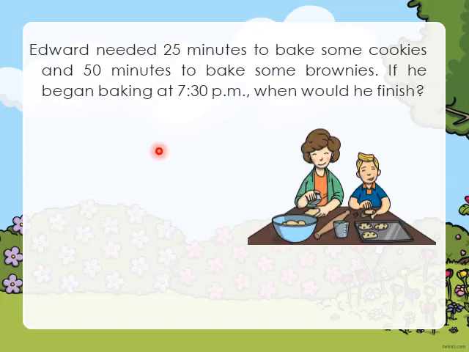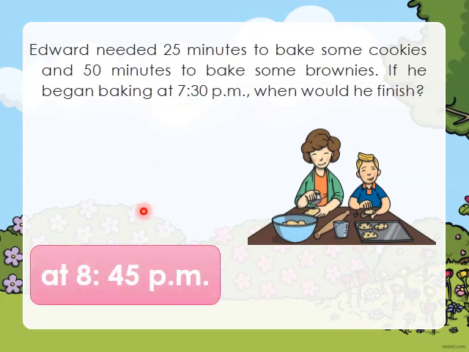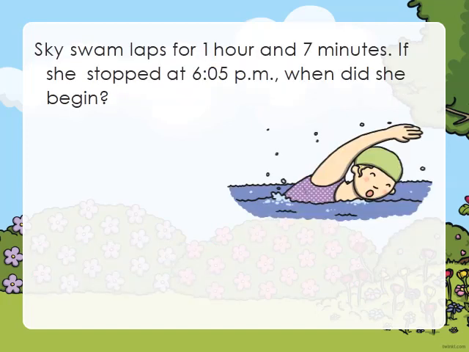Good. One more example. Edward needed 25 minutes to bake some cookies and 50 minutes to bake some brownies. If he began baking at 7:30, when would he finish? He finished at 8:45, or you can say 8:45. Very good.